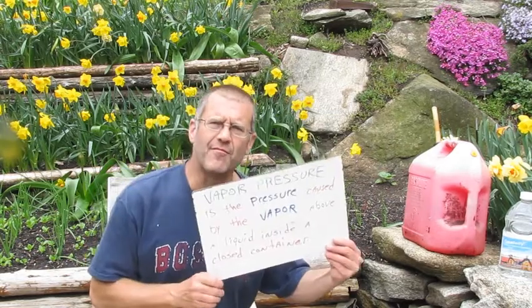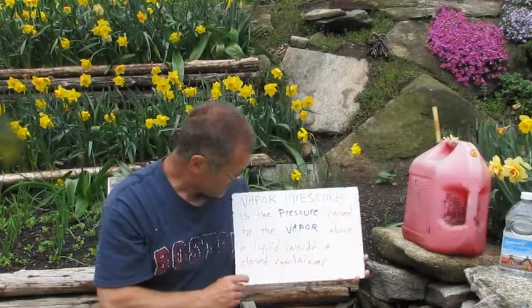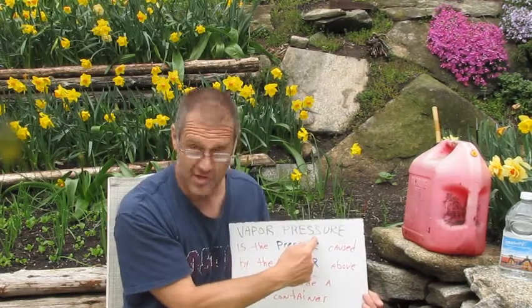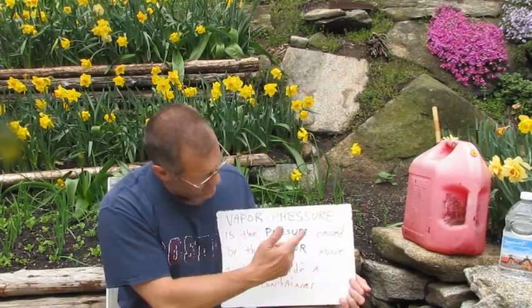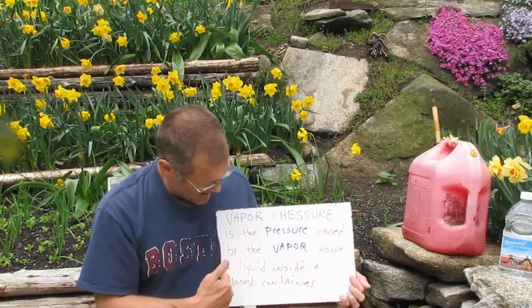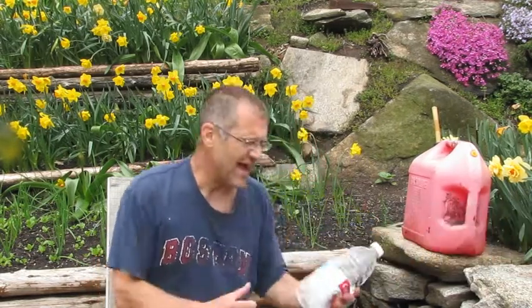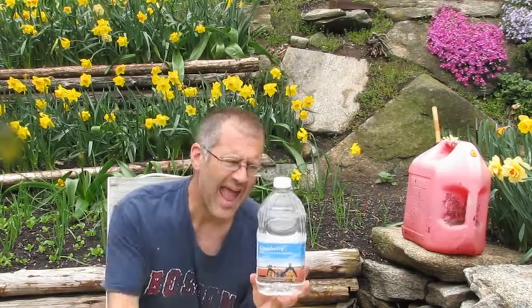Okay, so vapor pressure. Vapor pressure is, ready, wait for it, the pressure of the vapor. Let me say that again. Vapor pressure is the pressure of the vapor. And it's the pressure of a vapor of a liquid inside a closed container. Okay, so what does that mean exactly? It means that here's a liquid in a closed container. At any temperature, including 0 degrees Celsius, there's some amount of this liquid.